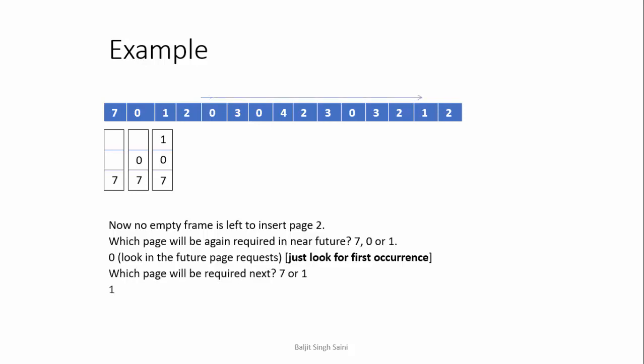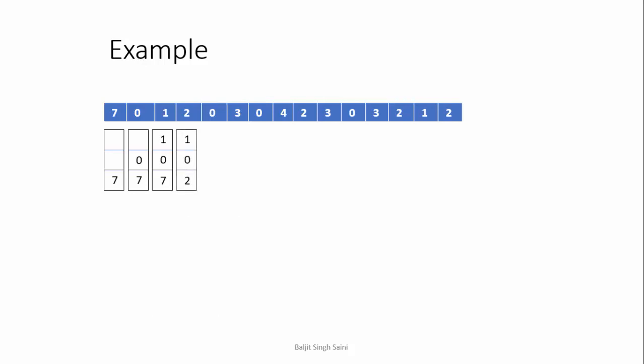it is 1. Okay, so this means what is left? 7. In this case 7 is never going to be used. Okay, so we are going to replace 7 with 2. Now advantage, 0 is already there, so there will be no page fault.